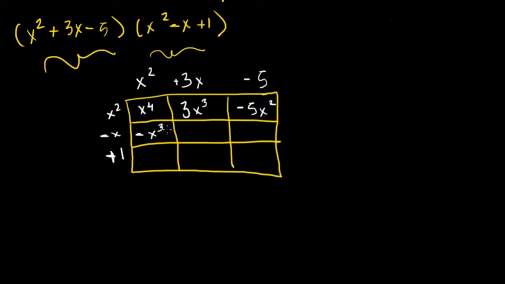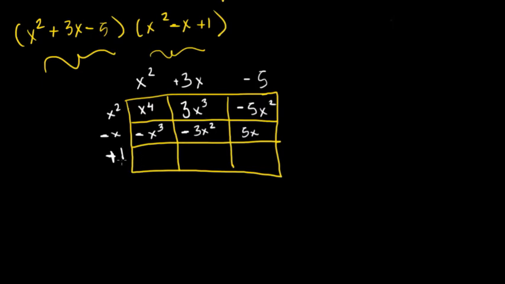And then let's go to the next. This is a minus x times this positive 3x, which will give me a minus 3x squared, because I'm adding the powers, of course. And then this is a minus x times this positive 5. I will get a positive 5x. Okay? Now, let's move to this one.